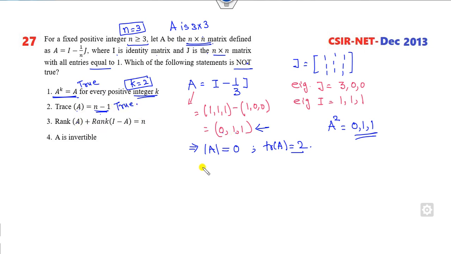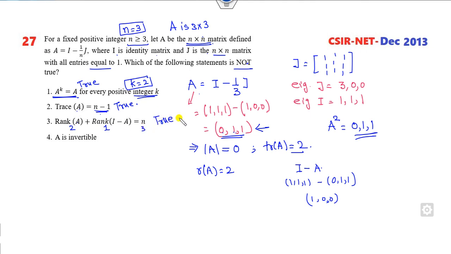Rank of A. So what is the rank of A? 2. Rank of I minus A. Now what are the eigenvalues of I minus A? These are the eigenvalues of A. Eigenvalues of I are 1 1 1. Eigenvalues of this are here. So what is that? This is 1 0 0. So the rank is my 1. So this is eigenvalue 2, and the rank is 1. It is my 3, satisfied.